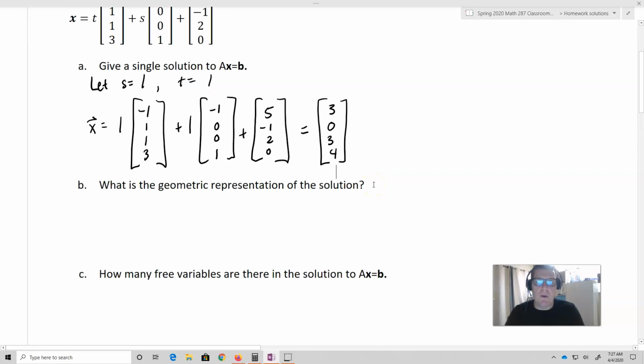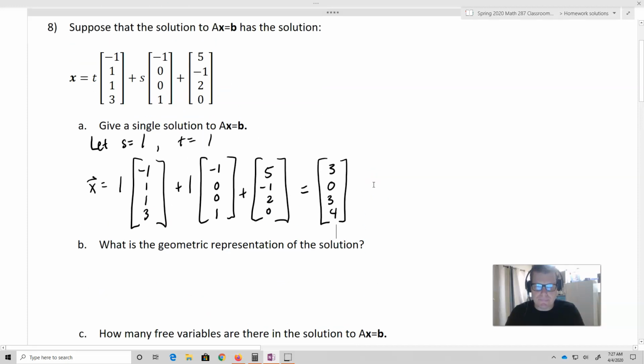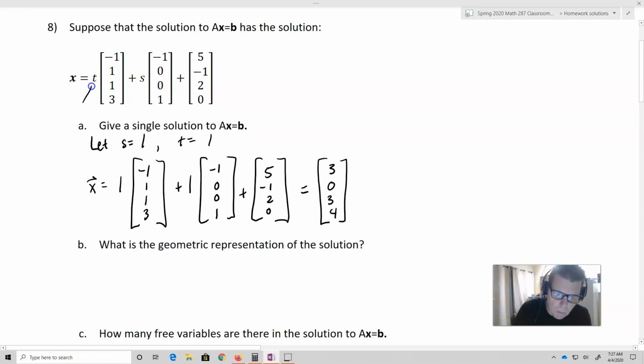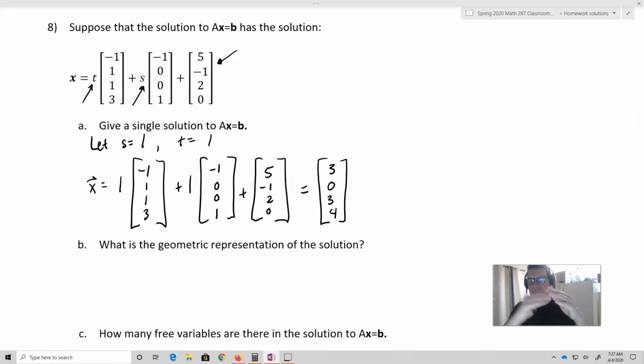Okay? Now, what is the geometric representation of the solution? If I look here, this solution has two free variables. This column vector right here is like a y-intercept. It tells you where this particular geometric object is passing through inside of the plane. It's not actually a part of its geometric representation. We're only going to be looking at the free variables.